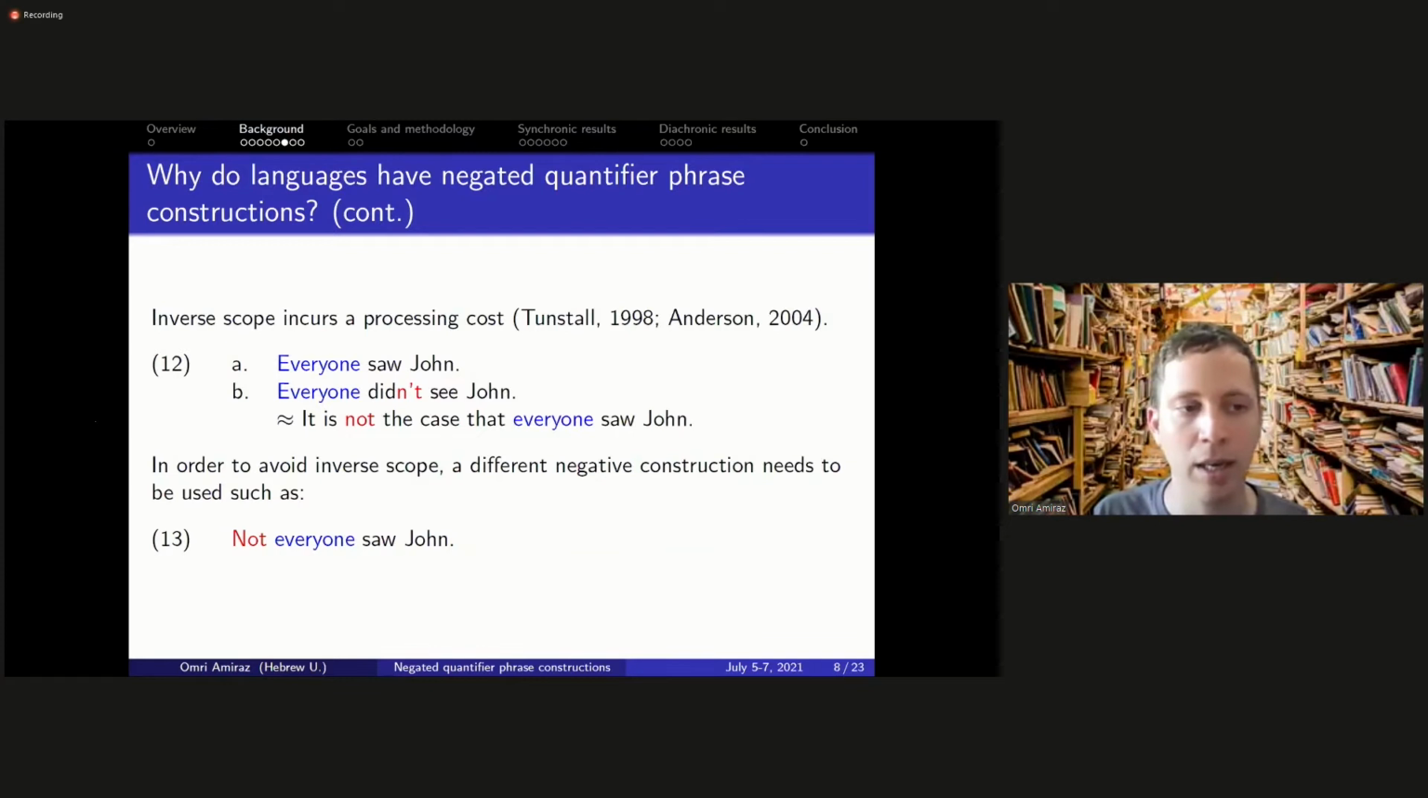And psycholinguistic studies show that inverse scope incurs a processing cost. So a sentence like "everyone didn't see John," in the sense that it is not the case that everyone saw John, is relatively difficult to process. And in order to avoid inverse scope, you have to use a different negative construction. Instead of using standard negation, you can use something like "not everyone saw John," where you put a negation before the quantifier phrase. So usually clause-initial negation is uncommon, but in this case, we see it in many languages because it's used for the purpose of avoiding inverse scope, which is difficult.